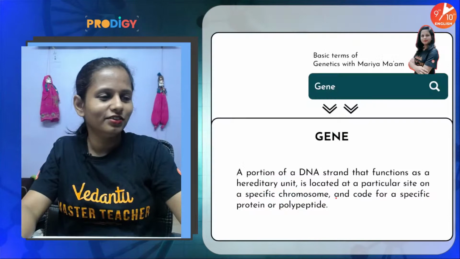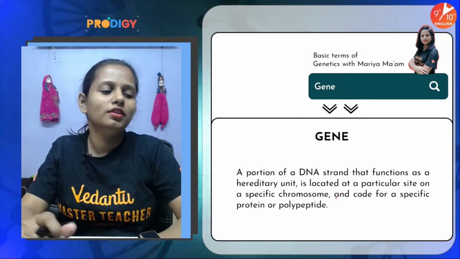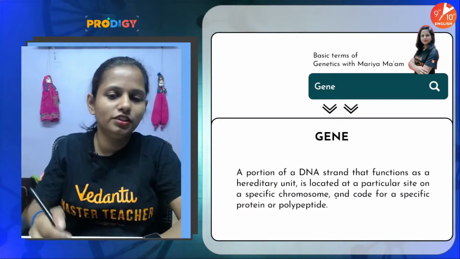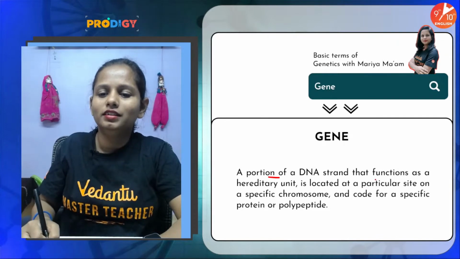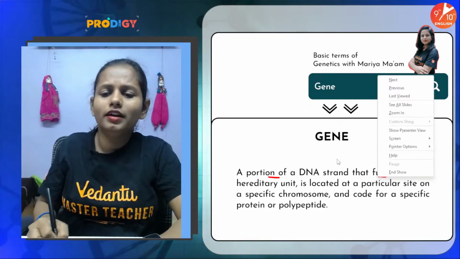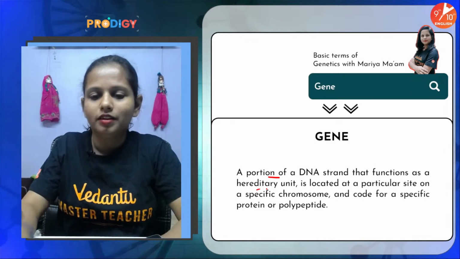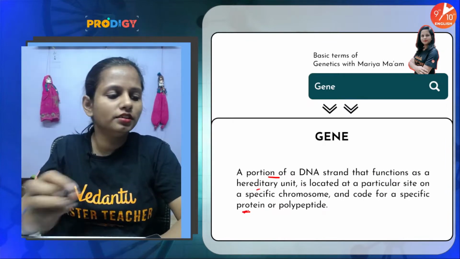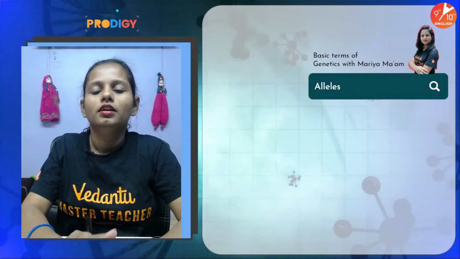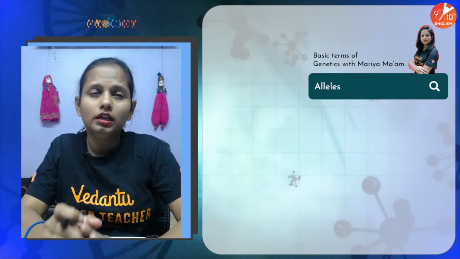Okay, here we go. So here is the definition of a gene. It's a segment of the DNA that controls certain functions by coding for proteins. Very, very easy. Now let's talk about alleles.